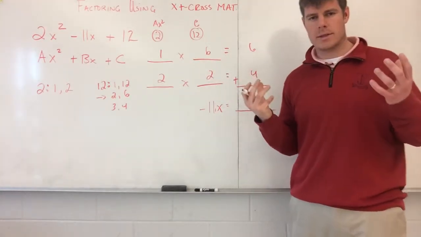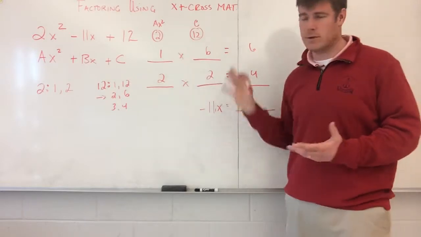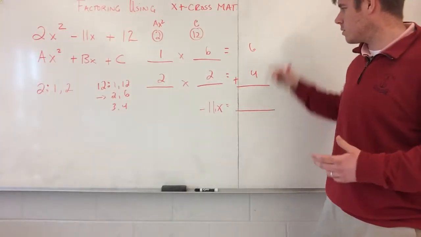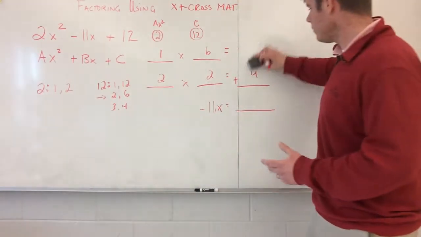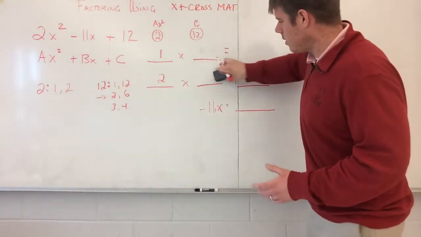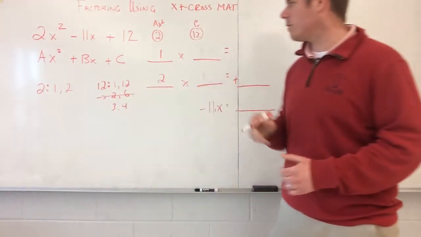This is all a process that you can learn to do in your head, and you don't need to use this grid anymore, but it's just helpful to use. So 6 plus 4, does that equal negative 11? No, so that's not going to help me. So 6 and 2, even with them rearranged, are out the window.